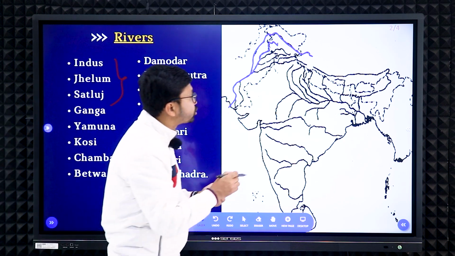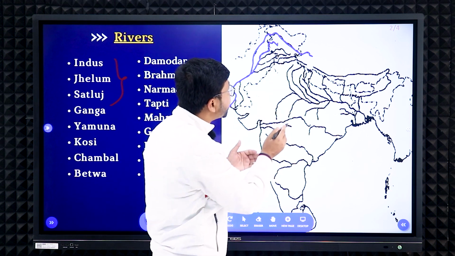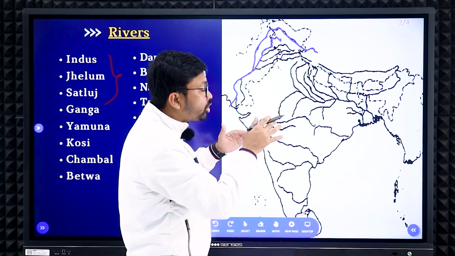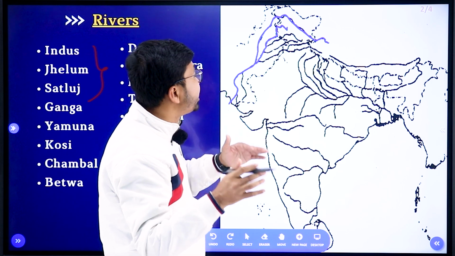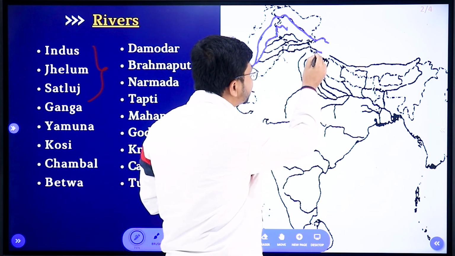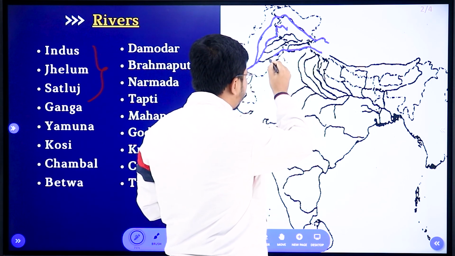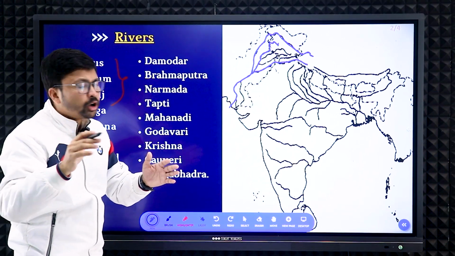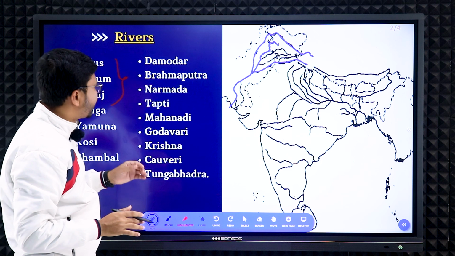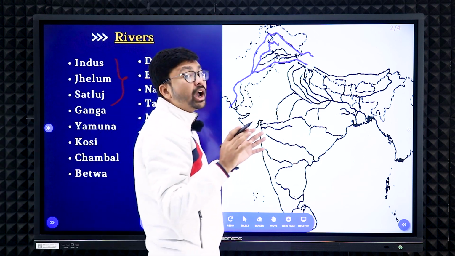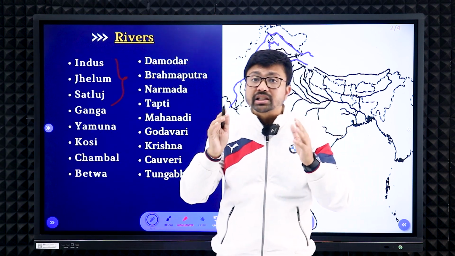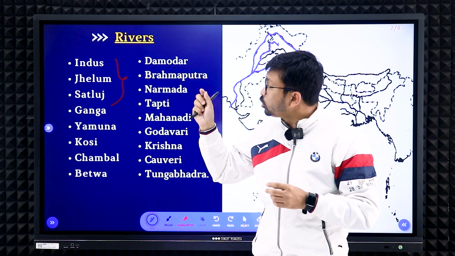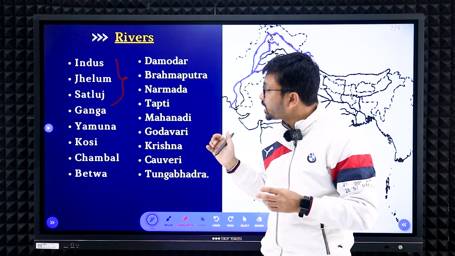Which is the last? The last one is the Satluj river. You can see the Jammu Kashmir portion will be separated from the rest of India. So this one, you can see, that is the Satluj river. Here it will go up to this much, and any one it will come, so you need to mark any one river from here. Now this is the Indus river, along with the two tributaries, the Jhelum and Satluj.